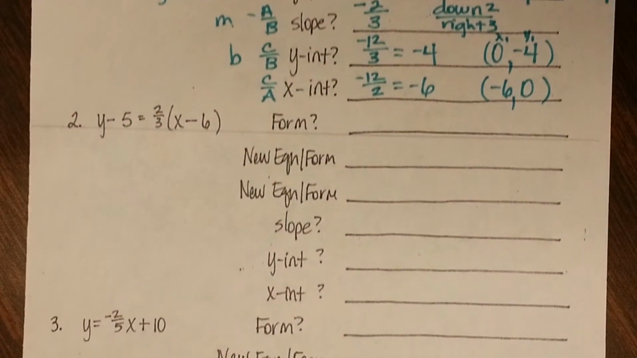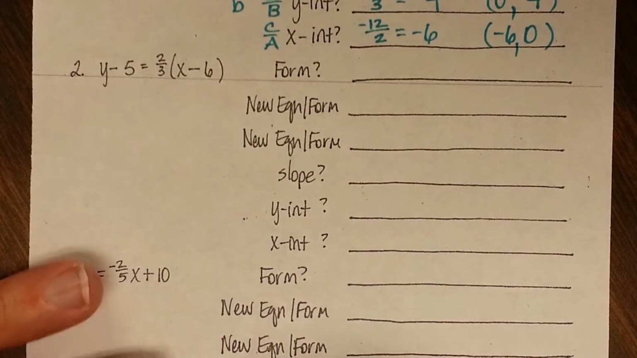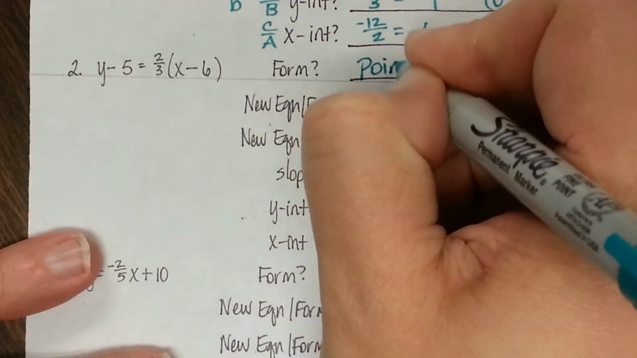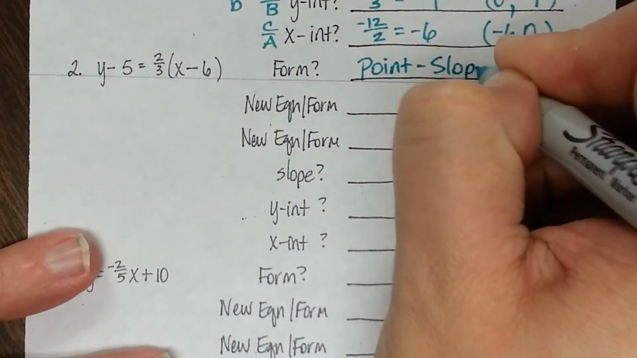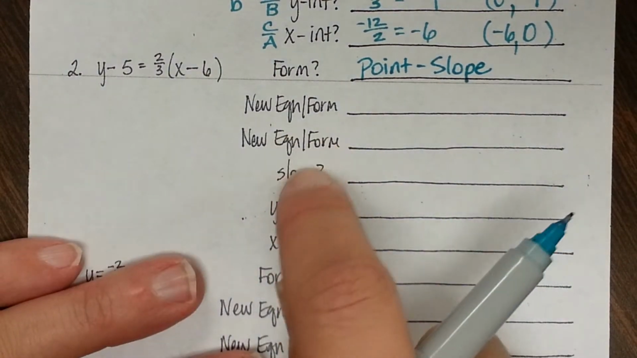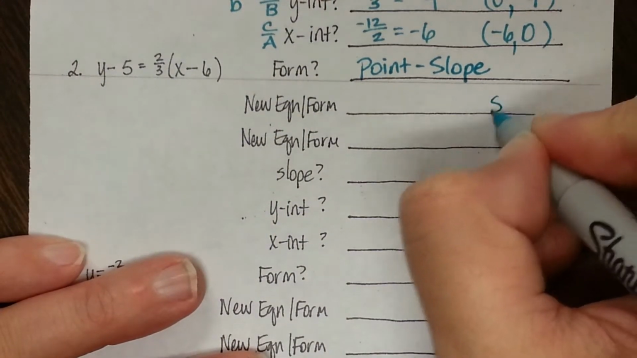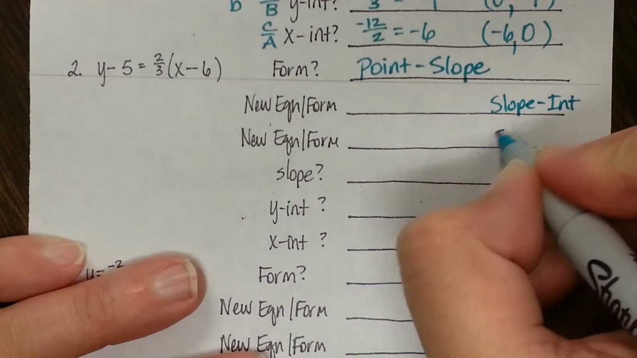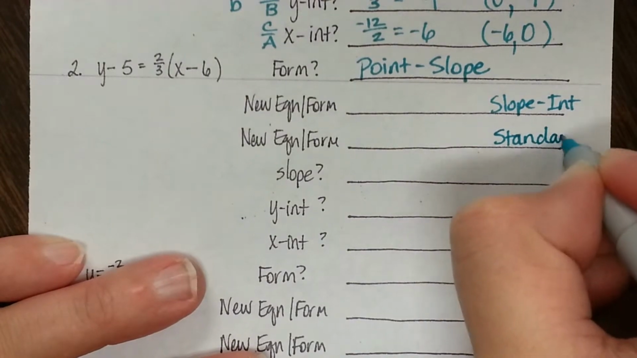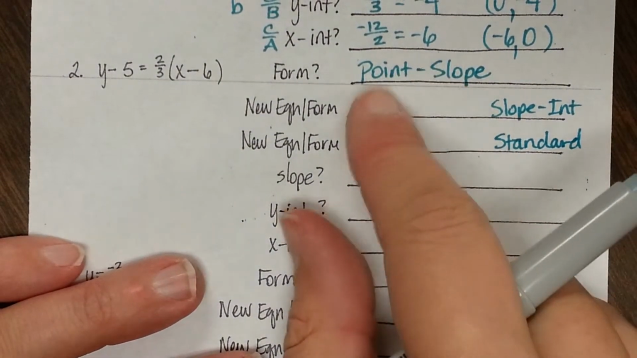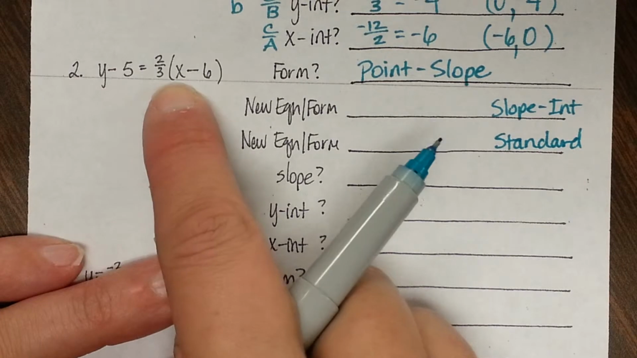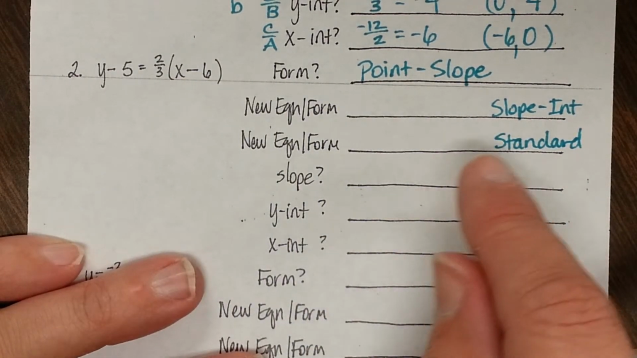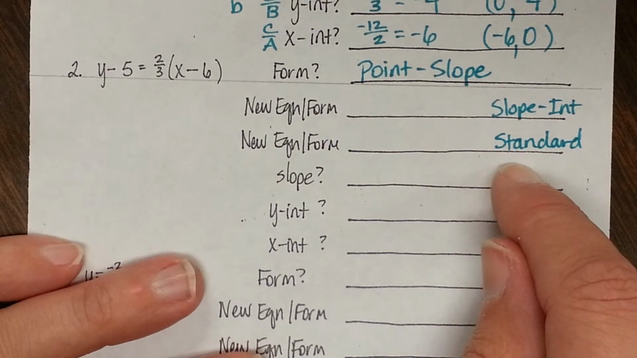Next, I want to go ahead and start the second problem. This problem is written in point-slope form, so I can note that. That means I need to find two other forms, so I'm going to have to find slope-intercept form. And I also need to find standard form. Now remember, when we were doing our one-page summaries, we often started with something in point-slope. We rearranged it to give us something in slope-intercept form. And then we rearranged it a little more to give us something in standard form.